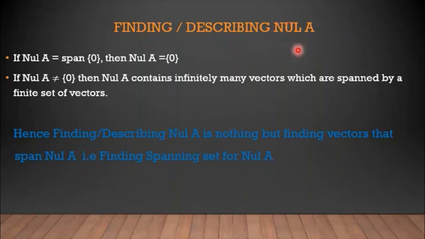Here null A is a null space. It is a vector space in fact. So we cannot list out all the infinite elements of null A. What we can do is only describe null A. So describing null A is nothing but giving a spanning set for null A.